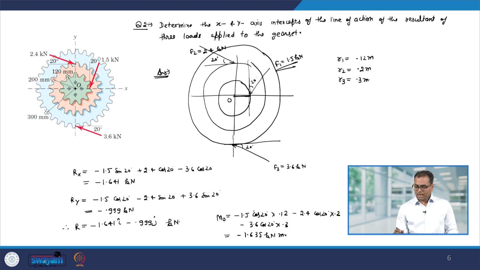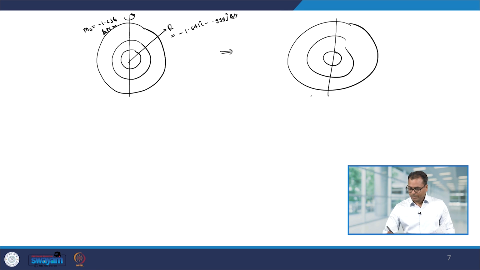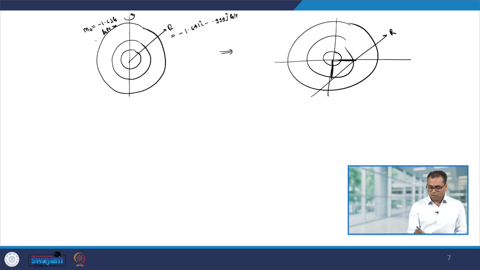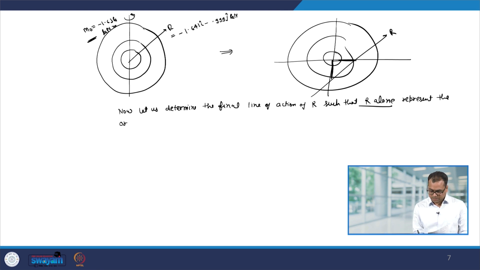But in the question statement, it was asked to find out the line of action of the resultant and what are its intercepts on the x and y axis. So that means it has asked you to replace it by a single resultant R and then find out what is the x intercept and what is the y intercept. So now we have to account for this moment by replacing this R. So let us do that. Now let us determine the final line of action of R such that R alone represents the original system.